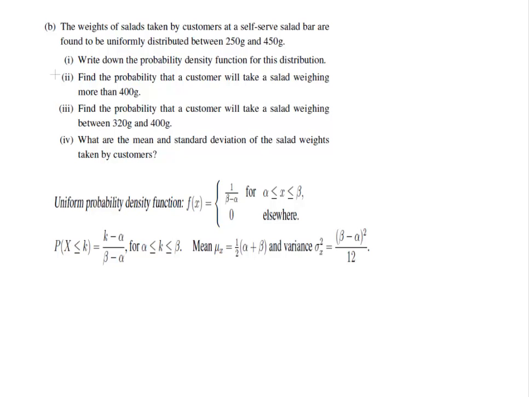So, the uniform probability density function, and that's what we're being asked here. Essentially this is what we have to write out, but we have to figure out what the parameters are. The two parameters are alpha and beta. Alpha is the minimum, and beta is the maximum. In this case alpha is 250 and beta, the maximum, is 450.